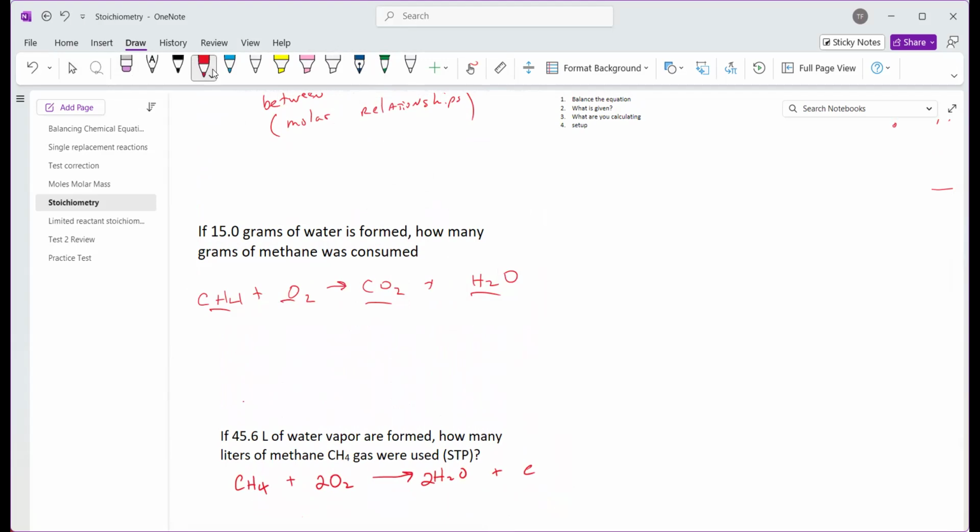Okay, 15 grams of water is formed. How many grams of methane was consumed? Okay, so I'll give you the equation of the reaction. Now in 1A, 3A, I don't know about 2A, I haven't taught that here, they're not going to give you the reaction. You have to figure that out based on the words from the problem. By the way, this is combustion.